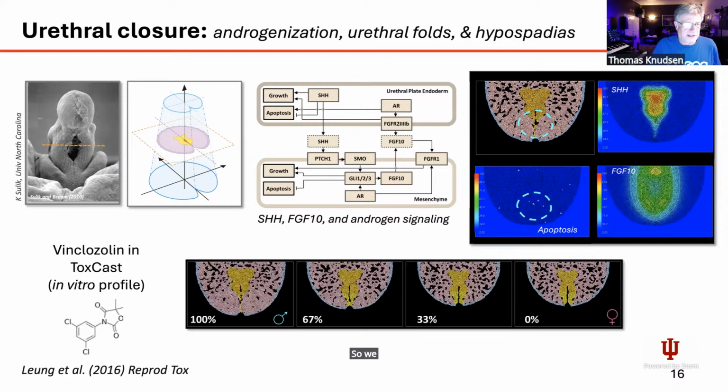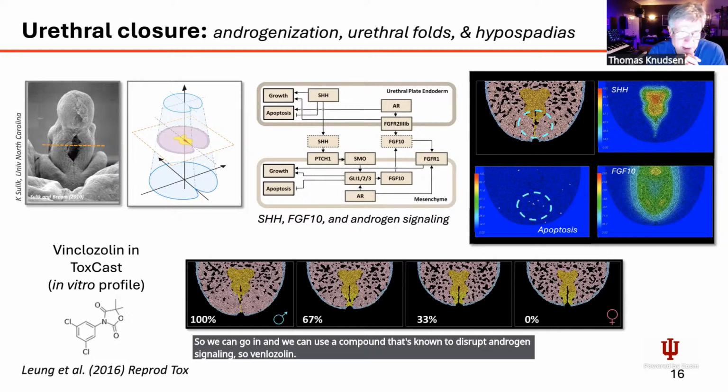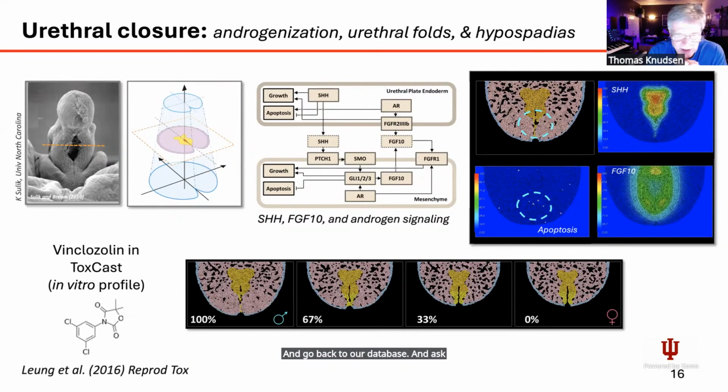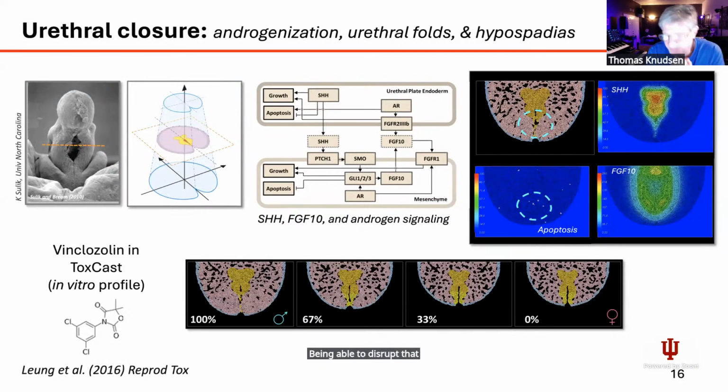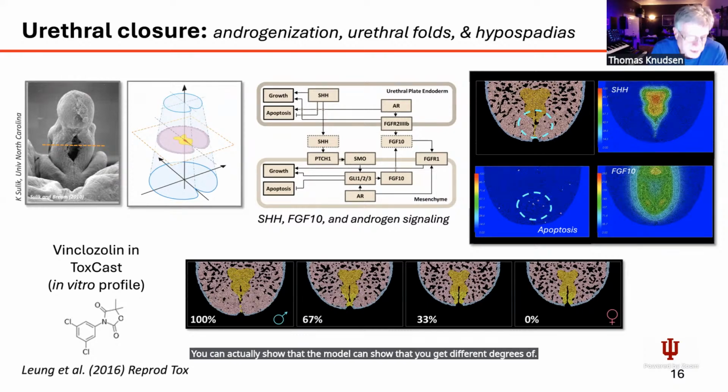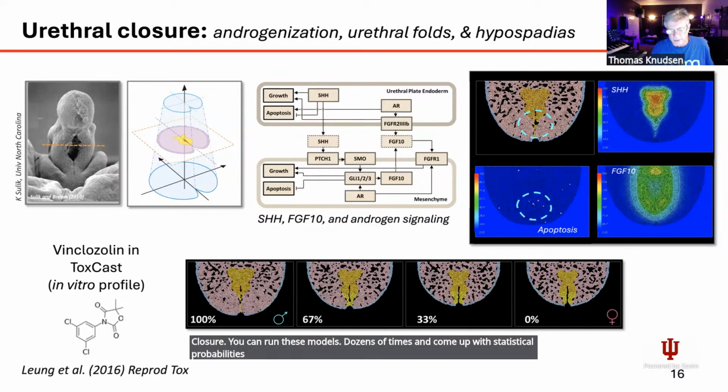So we can go in and we can use a compound that's known to disrupt androgen signaling, so vinclozolin, and go back to our database and ask at what concentration you start being able to disrupt that closure process. So if you think about 100% androgen as a male genital tubercle, or 0% androgen as a female genital tubercle, you can actually show that the model can show that you get different degrees of closure. You can run these models dozens of times and come up with statistical probabilities of closure and find out what the biologically relevant reduction of androgen signaling is.